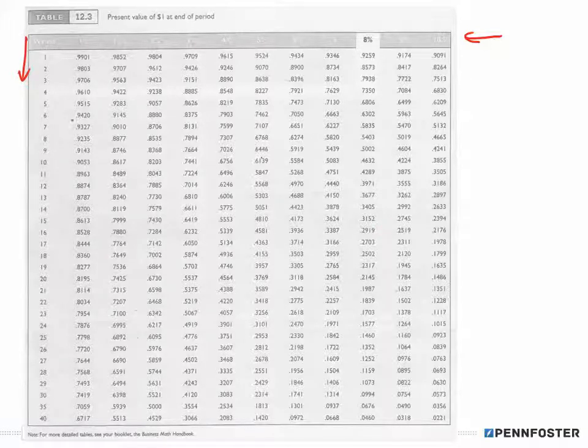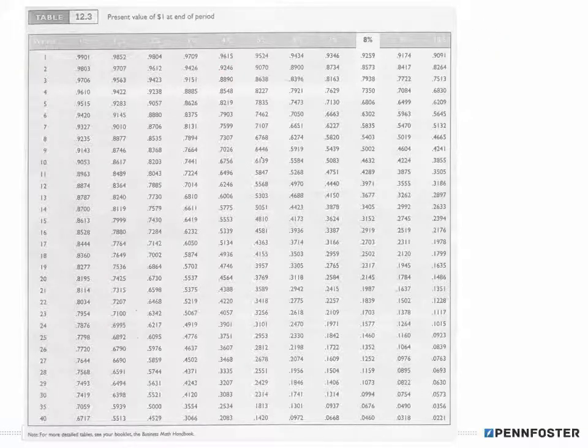And notice that your table goes from 1% to 1.5%, then to 2%, but then it skips and goes to 3, 4, 5, 6, 7. You don't get any more of the half percents. The Business Math Handbook has those half percents.